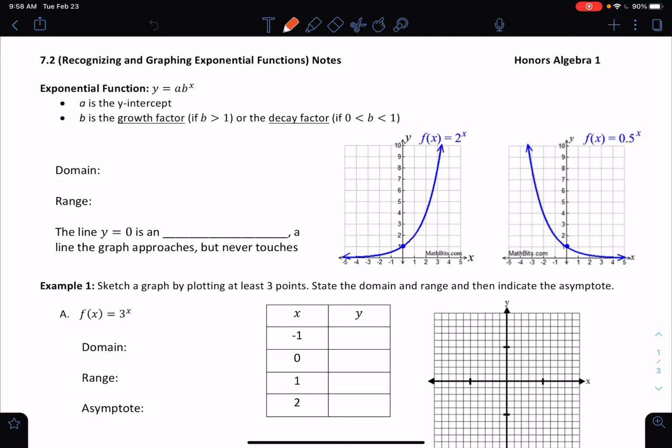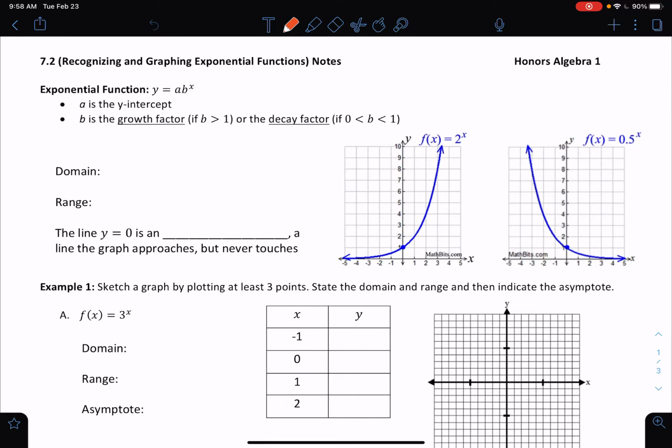Now a is the y-intercept. We got two parameters here, we're going to call them parameters, a and b. What do they do? A is the y-intercept, like I just said. Because if I plug in 0 for x, then I get y equals ab to the 0. Knowing what we know about exponents now, anything raised to the 0 power is just 1. So this is going to go away, and I'll get y equals a. So the y-intercept is at 0, a.